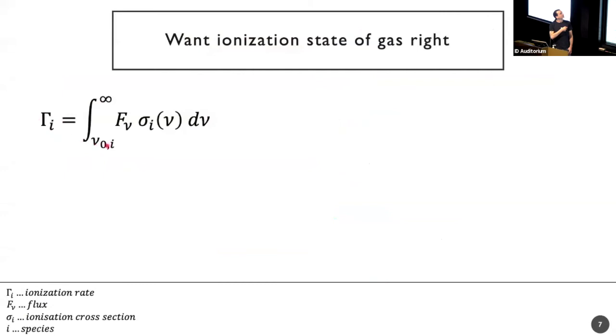The ionization rate is the integral of the flux times the cross-section. Seems fairly simple. Cross-section is also not the problem. We can approximate that fairly well on, say, a power law. The bigger issue is the flux term here, which is very different for different radiation sources. Old stars have a different spectrum than young stars.